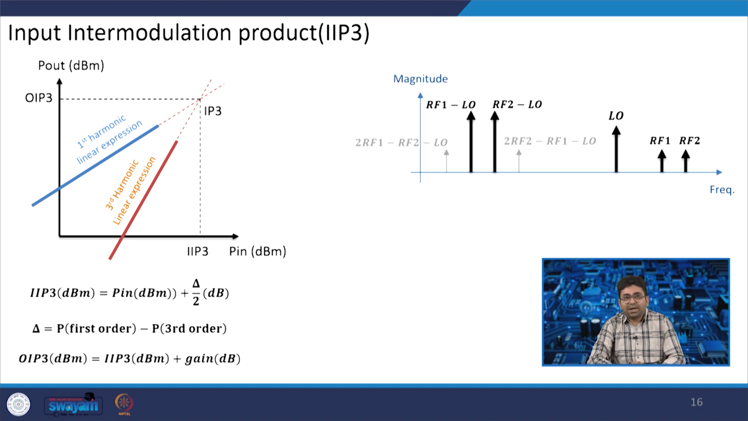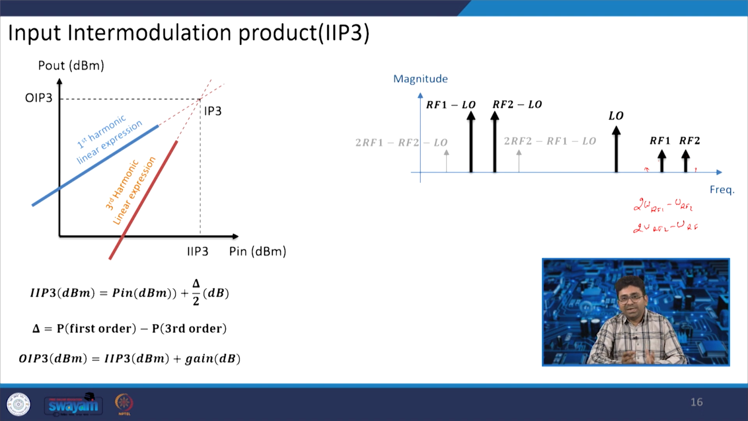Then another important parameter is the input intermodulation product, IIP3. We have already seen IIP3 for the low noise amplifier: if there is an omega RF1 signal and an omega RF2 signal, then it has intermodulation products 2 omega RF1 minus omega RF2 or 2 omega RF2 minus omega RF1. So there are two intermodulation products, and we have drawn the first and third order harmonics.